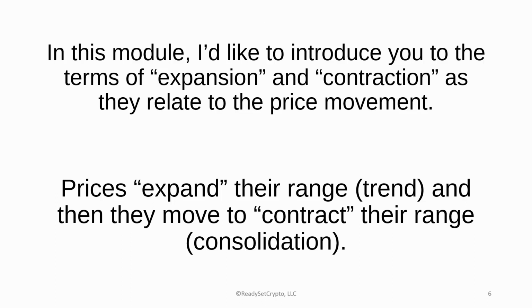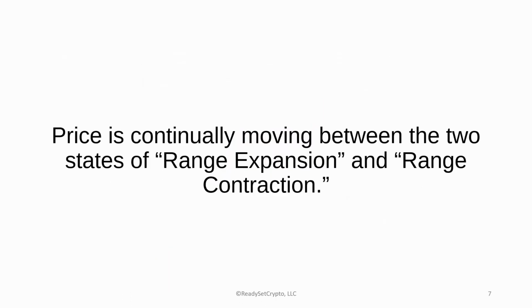So for example, we often see a trend that expands the range, and then we move into consolidation, where it contracts the range. So range expansion moves into range contraction, where we see smaller movements and compression of the range. And then the exact converse occurs: we see range contraction move into range expansion once again. So start to notice this on your charts. Price is continually moving between the two states of range expansion and range contraction, and then back and forth again.